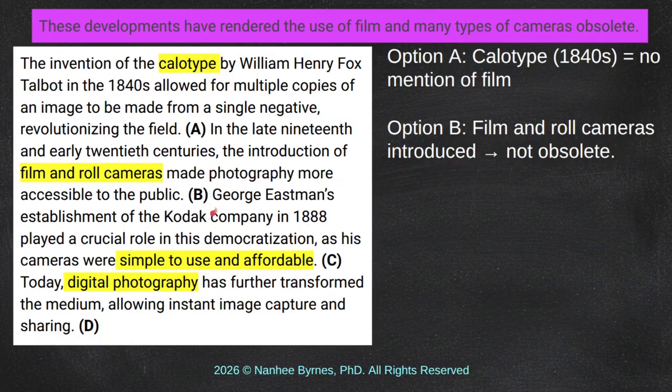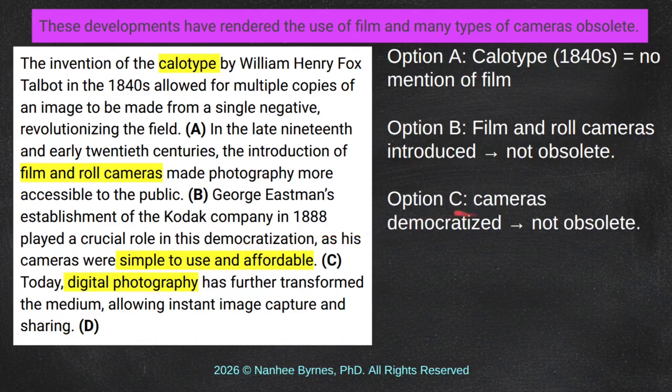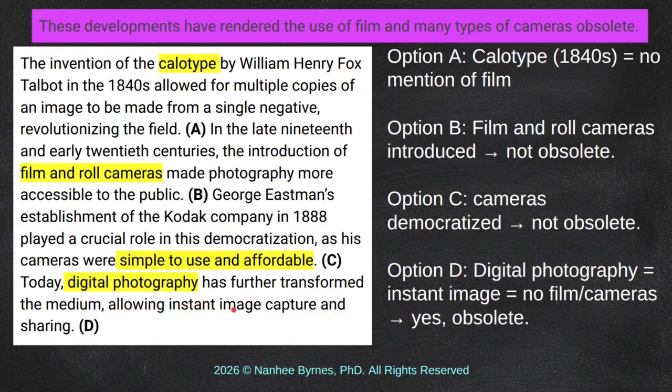Option C discusses the popularity and accessibility of photography. Again, nothing here suggests that film or cameras have become useless. This is still describing growth and expansion, not replacement. So C is not correct. Option D introduces digital photography. Now we're finally talking about a development that could make film and traditional cameras obsolete. Digital photography replaced film in many cases. This matches both clues. It follows a clear technological development, and it logically leads to the effect described in the target sentence. Therefore, the correct answer is D.